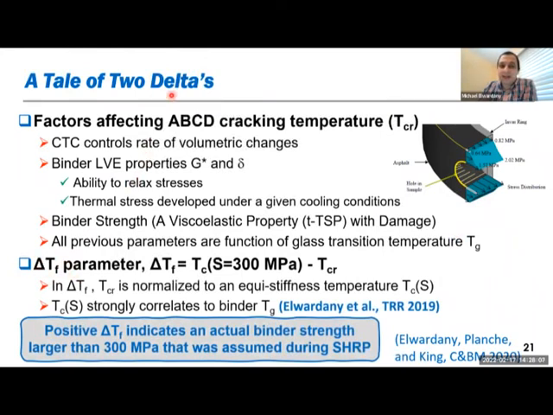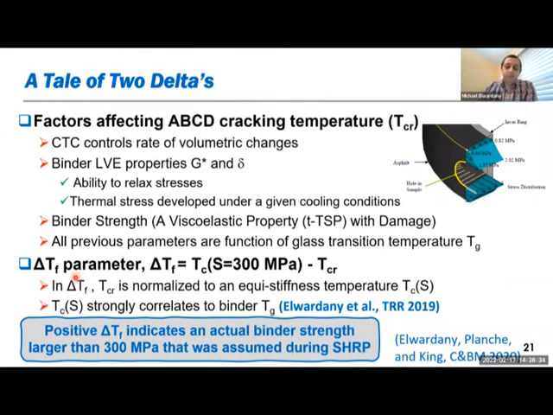So that's the second delta in the tale of two deltas. Delta TC is useful. It's a rheological parameter, but we came up with a failure parameter called delta TF. So F here stands for failure. And delta TF is the difference between TCS at 300 megapascal, so that's the BBR critical temperature based on stiffness, and the actual cracking temperature from ABCD.